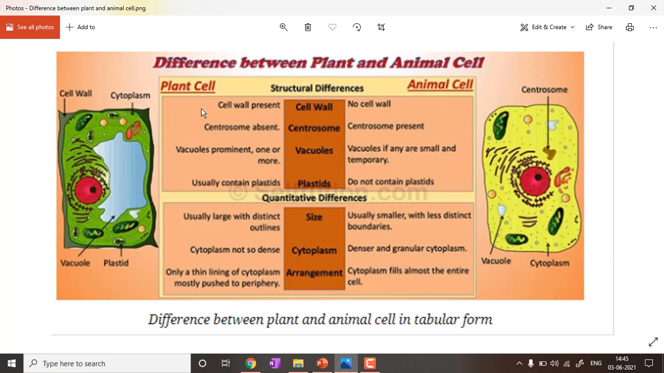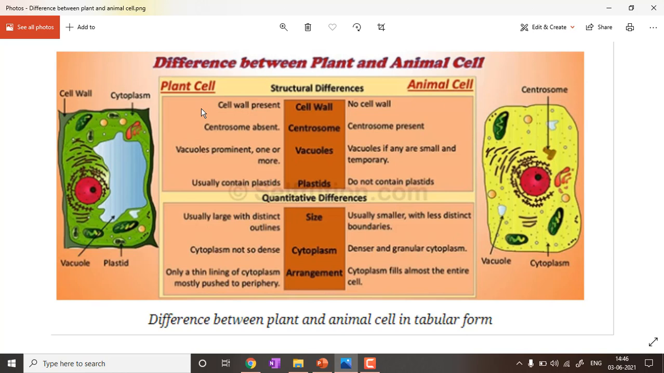What about quantitative differences? It is said that plant cells are large with distinct outlines, and animal cells are small with less distinct boundaries. Cytoplasm is not dense in plant cells. Not dense means what? Here the cytoplasm is less. Why? Because most of the space is occupied by vacuoles and different cell organelles. In animal cells the cytoplasm is more and granular. Granular means it has pieces inside of nutrients, biomolecules you can say.